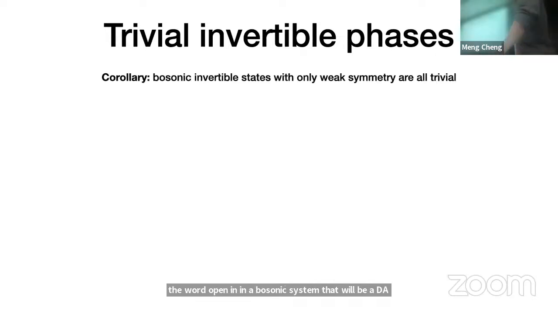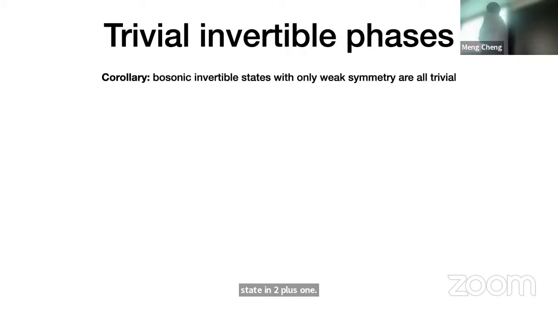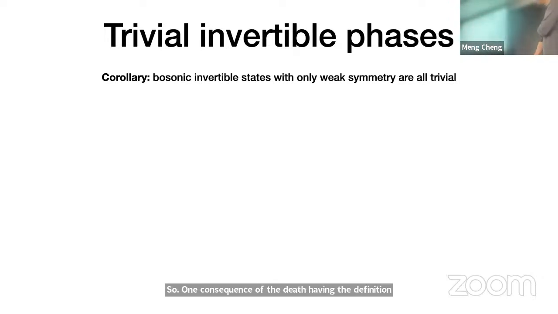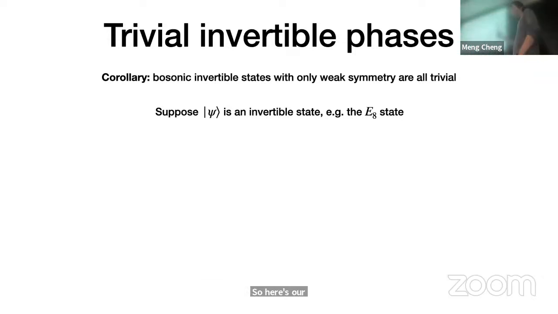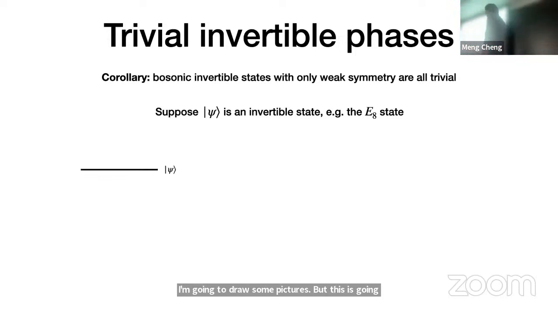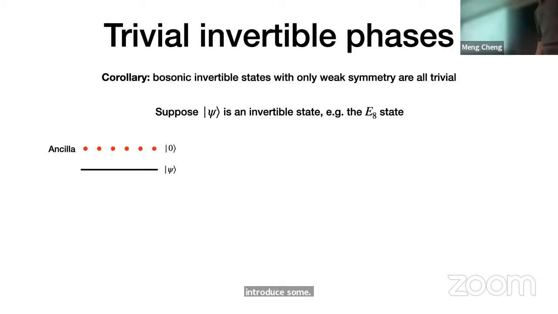Okay. So one consequence of having the definition of equivalence of mixed states is that any bosonic invertible state with only weak symmetry is trivial. So we can forget about all these invertible phases. So here's an argument. Let's say psi is an invertible state. Say the E8 state. So I'm going to draw some pictures. This is going to represent the state psi. And we're going to introduce some ancilla, which represents the environment, an extensive system as an environment.